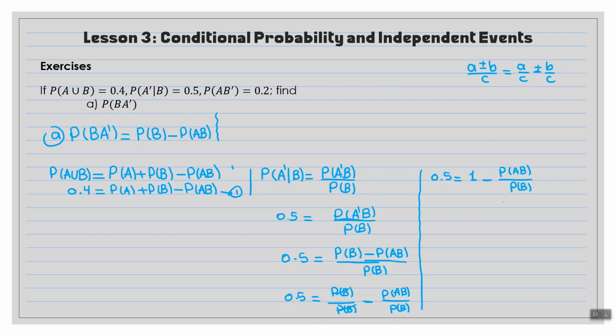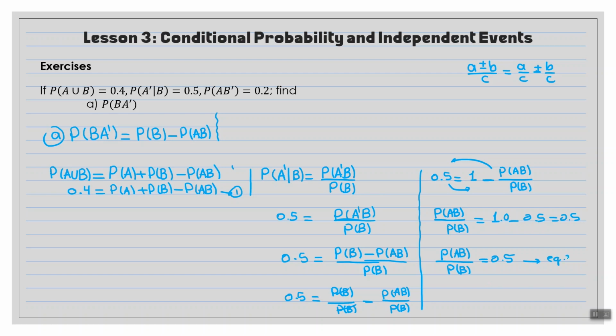We can then do the following. Since this fraction is negative, I will move it to this side, and I will move 0.5 to this side. So I will get that the probability of AB over the probability of B is equal to 1 minus 0.5. So this one is actually 1.0, 1.0 minus 0.5, you get 0.5. So the probability of AB over the probability of B is equal to 0.5. And we can think of this as equation 2.